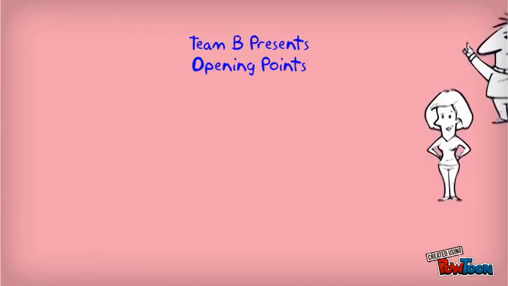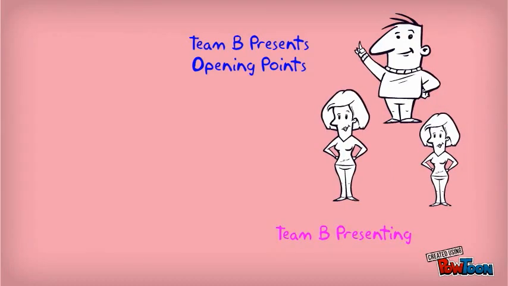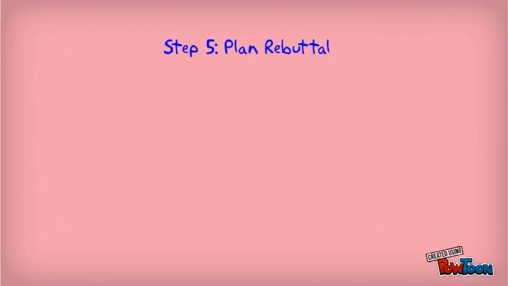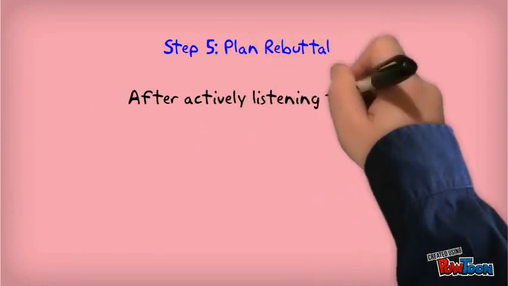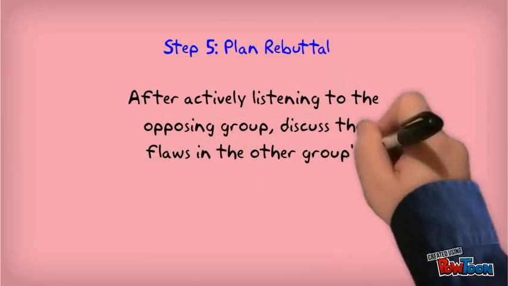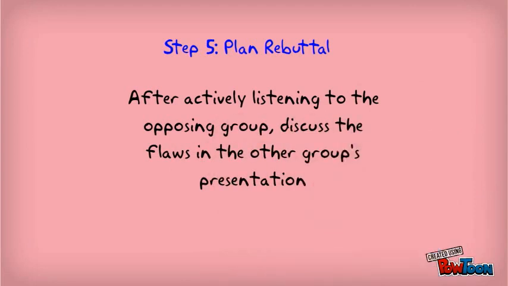Team B is then given their opportunity to present their opening points, and this time Team A should be actively listening and recording their points, and never interrupting the student who is speaking. The fifth step in academic controversy is the rebuttal planning time. This is when the teams should meet and discuss the flaws in the other group's presentation.